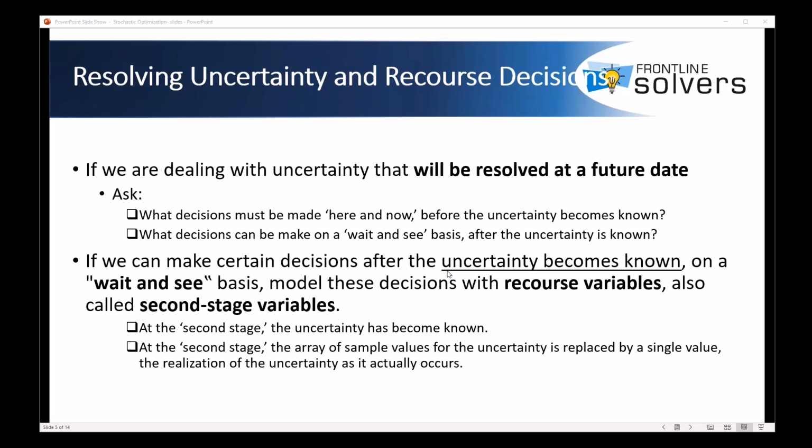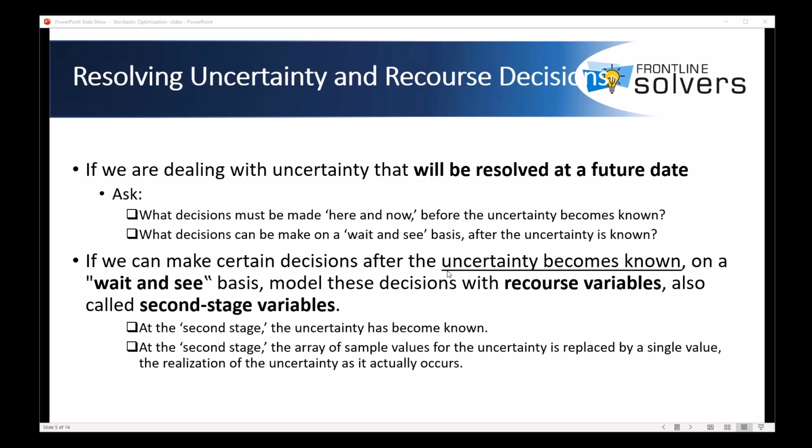If we are dealing with uncertainty that will not be resolved, we must find values of decision variables that yield feasible or nearly feasible solutions for many possible realizations of the uncertainty, okay? On the other hand, if we are dealing with uncertainty that will be resolved at a future date, you can ask what are the decisions you must make here and now before the uncertainty becomes known, and what are the decisions you can make on a wait and see basis after the uncertainty is known.